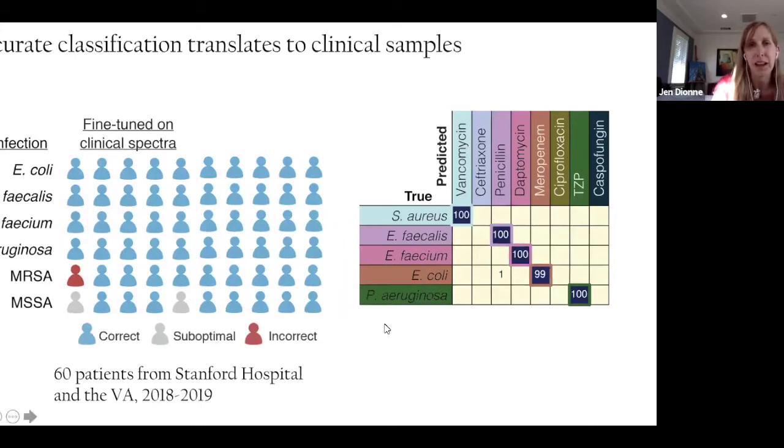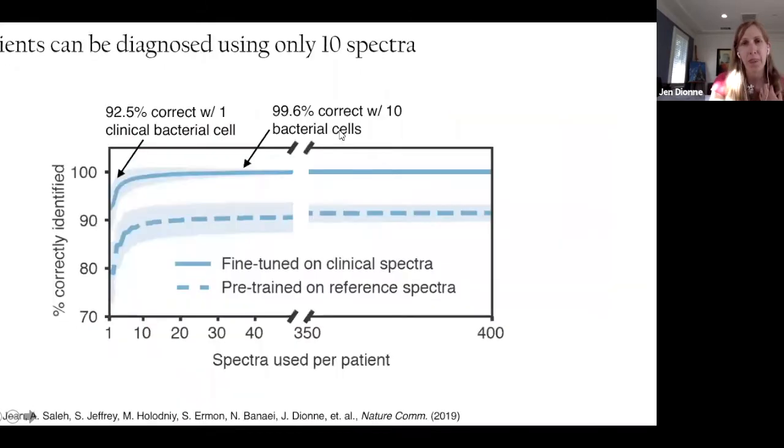we can also apply this to clinical samples. So I showed you all of the training data on cell line samples from ATCC, but we can also do this on clinical samples from Stanford and the VA, and we also wind up with equally high treatment accuracies.